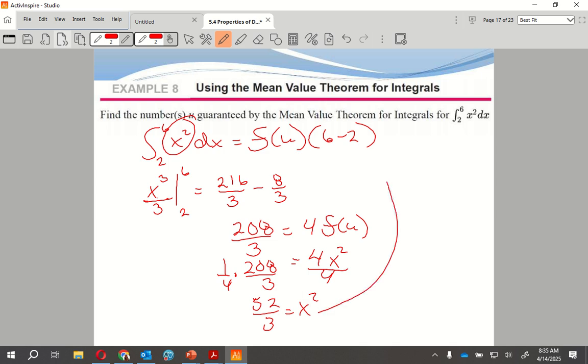Let's take it up here. Okay, recopied it. Square root: plus or minus the square root of 52 over 3 is equal to x. And my integral has to be between 2 and 6. I don't know my radicals that good, so let's see what the calculator says here.